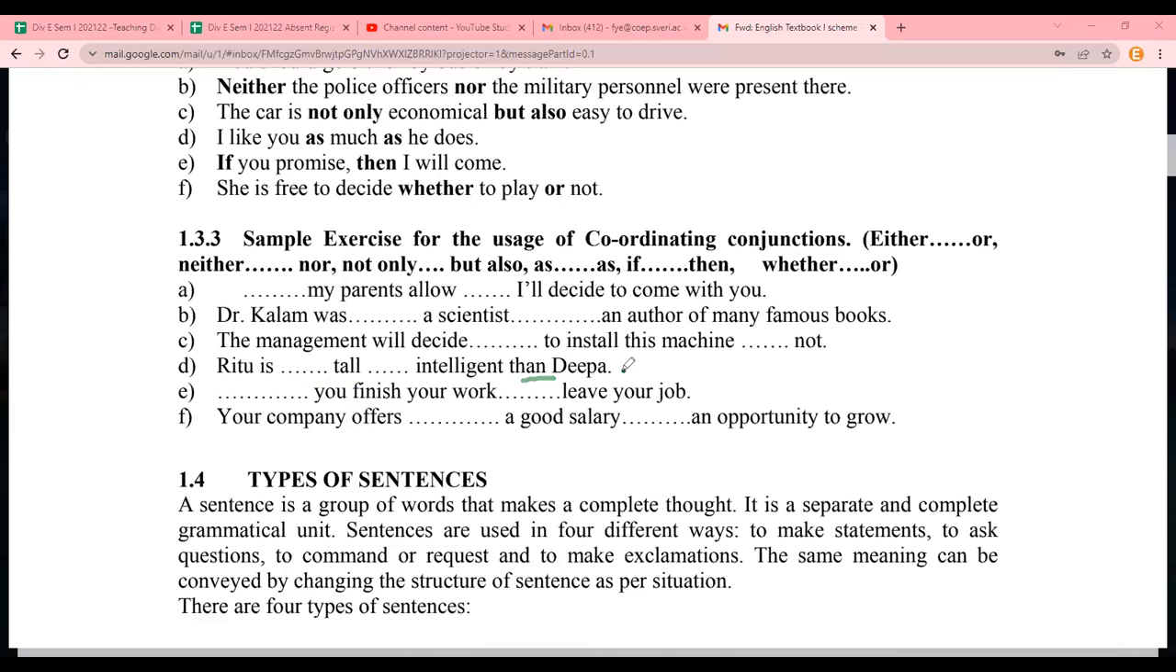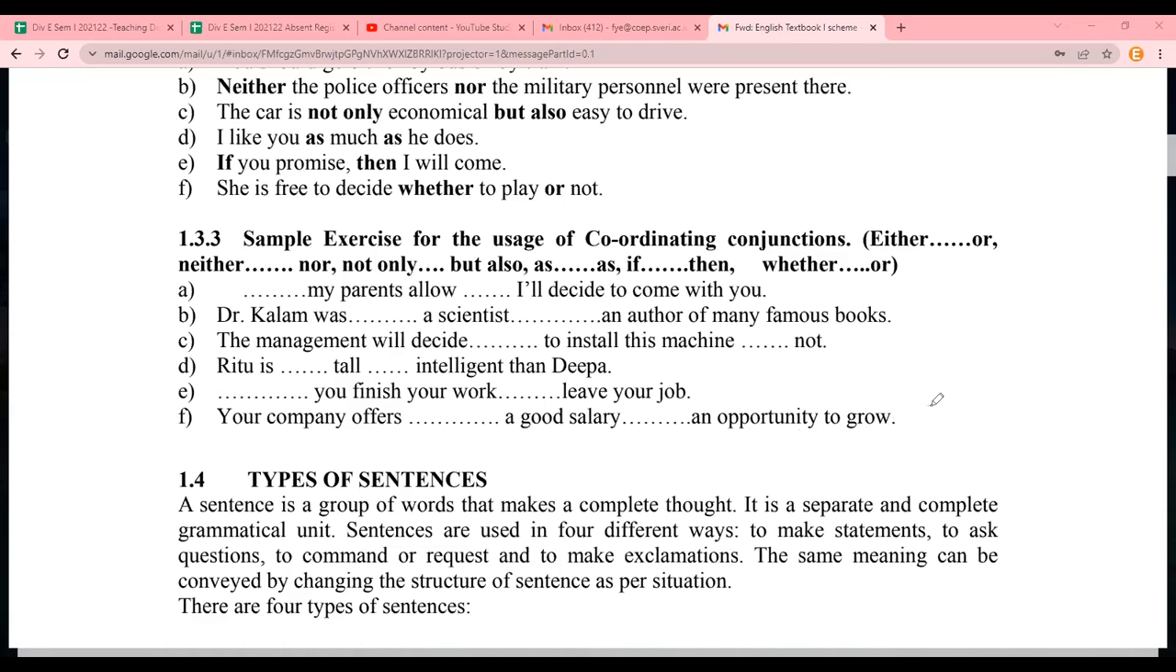So this is one sentence. Here you will find positive and comparative degree. In one sentence, there are 2 degrees. So not only but also will not be okay here, Adesh. Number E, we have done number E. And number F, your company offers dash a good salary dash an opportunity to grow. Not only but also.